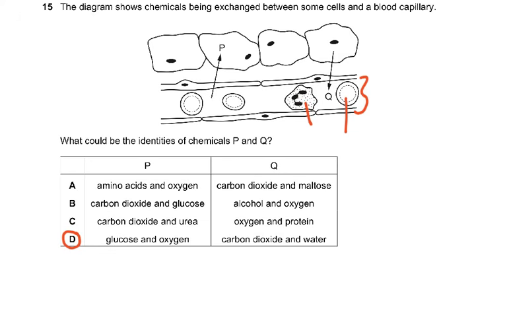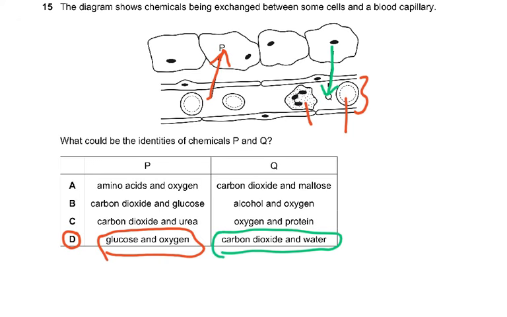So glucose and oxygen are entering the body cells, where they will be respired to release energy, and carbon dioxide and water are going back into the blood. The carbon dioxide and water, produced by the process of respiration, are not needed by the cell, and are returned to the blood and carried in the blood. So the only answer was D.